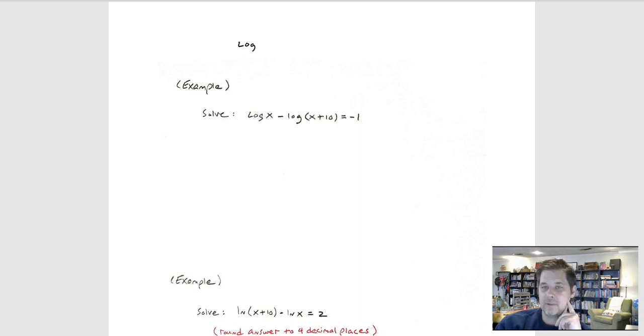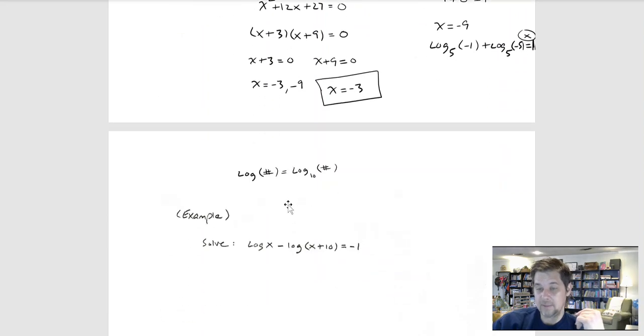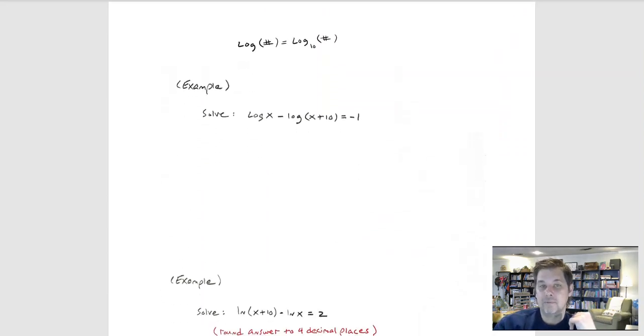So remember, if I have a logarithm written like that of some number, and no base is indicated, then it's assumed that the base is 10. So, all right, the base is 10 there. But I've got log base 10 of x minus log base 10 of x plus 10 is negative 1. Could I combine these in the same way that I could combine those? Because if I could, then I could work it probably more or less like this one. So yeah, there's a rule for that. There's lots of rules for logarithms.